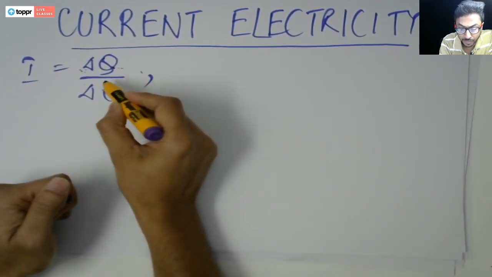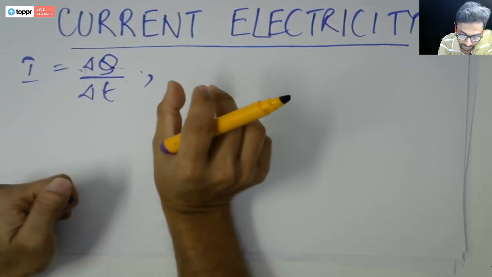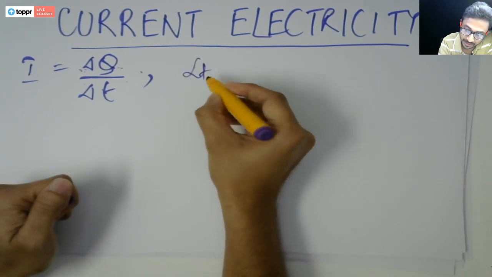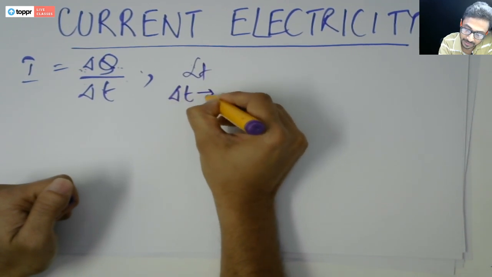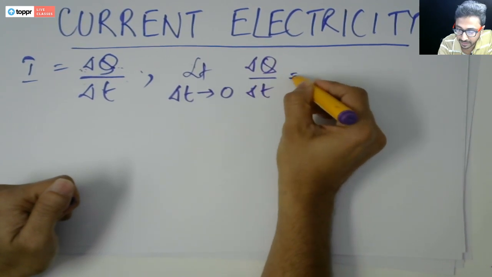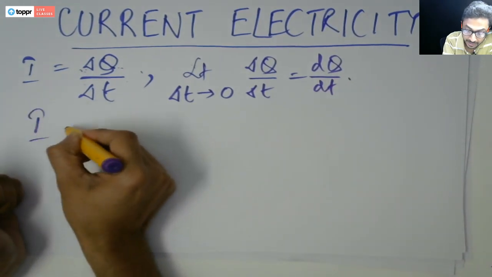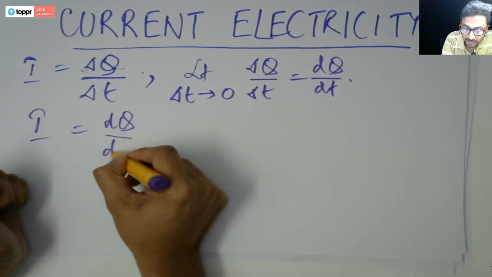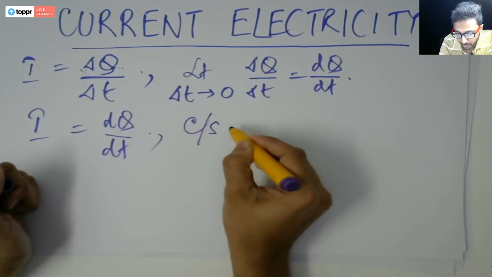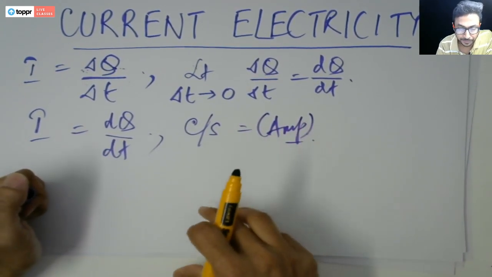But suppose now del t is a finite time. When we go for a very small time duration, in terms of calculus, if del t tends to 0, then del q by del t becomes dq by dt. So current is nothing but dq by dt. This you know. It is coulomb per second, and the unit we denote is ampere.